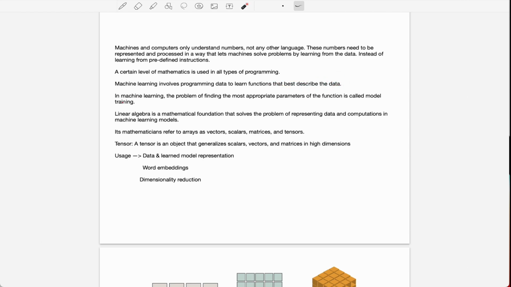In machine learning, the problem of finding the best, most appropriate parameters of the function is called model training. You're going to get all of this in the lectures, once we start the machine learning lectures.